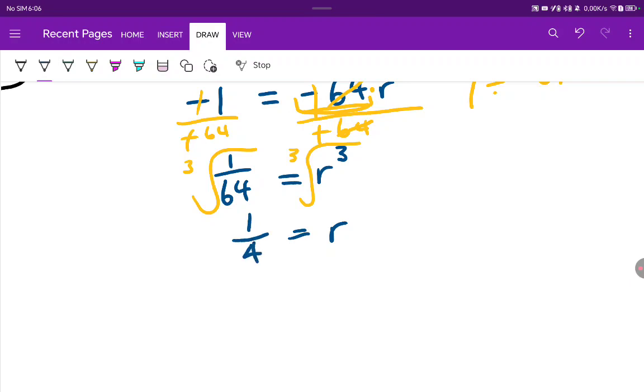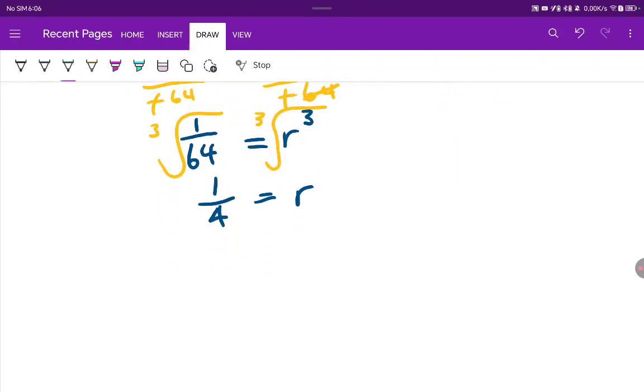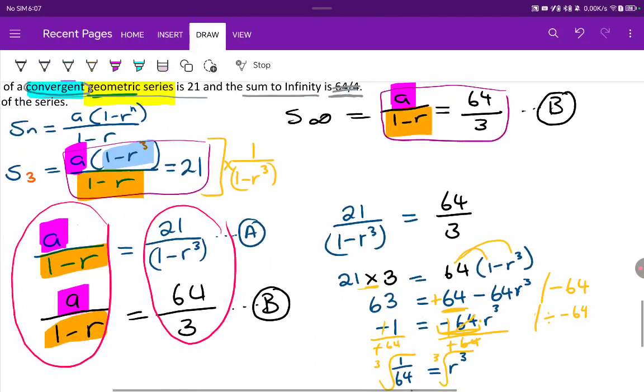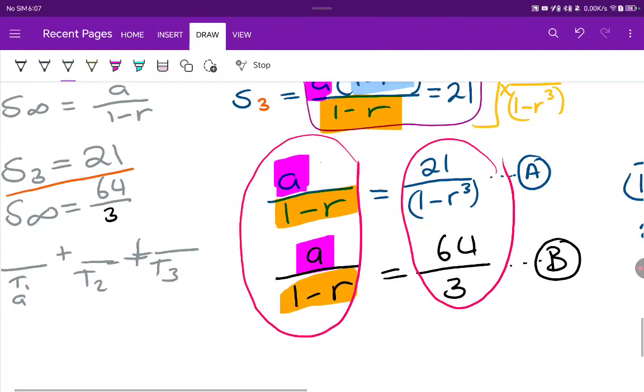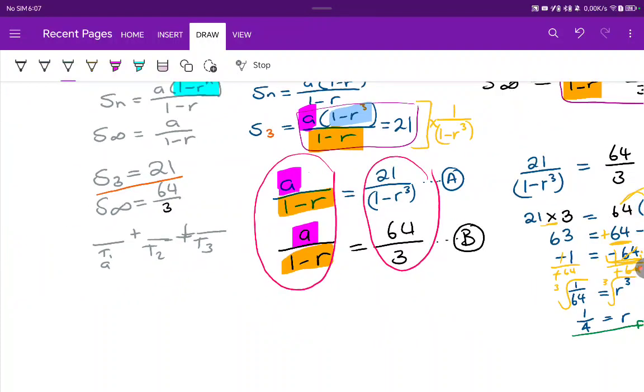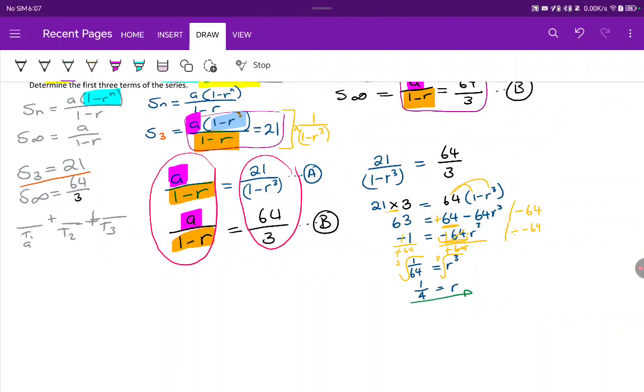Now, on our cube root, we're not going to have a plus minus. Only if it's an even root do we have a plus minus result. So now we have an answer that says r is equal to 1/4. Do you remember what we're trying to achieve? Yes, we're trying to get term 1, term 2, term 3. We have r now. So now we need to solve for a.